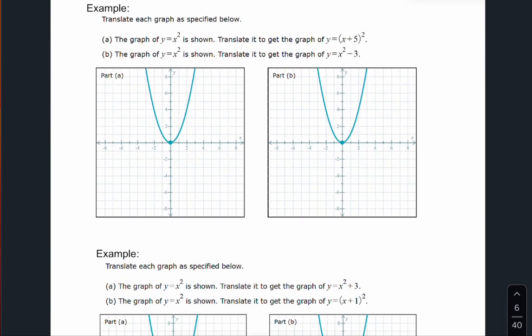So let's take a look at this one. It says the graph of our parabola is shown. Translate it to get the graph of y equals the quantity x plus 5 squared, and y equals x squared minus 3. So this one, inside we have added. What have we learned happens when we add on the inside? It moves to the left. So we're going to go left 5.